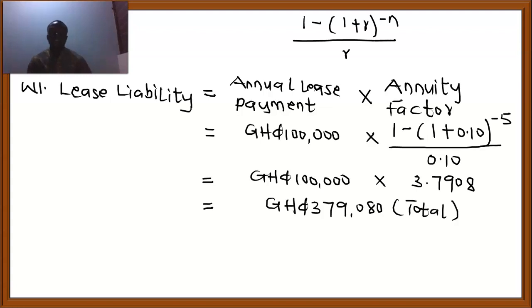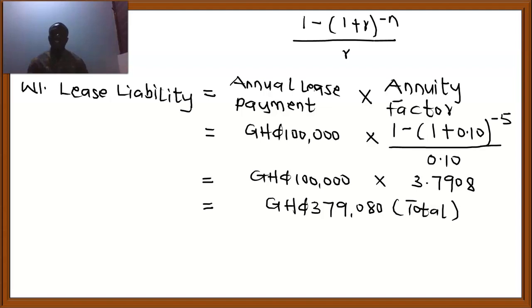Alright, so the amount we've arrived at, that is 379,080, represents the total lease liability. This means that the sale proceeds of 400,000 that Become Limited received, it is going to pay this particular amount. It has a liability of 379,080 to redeem the loan that it has received. Okay, this is the total.